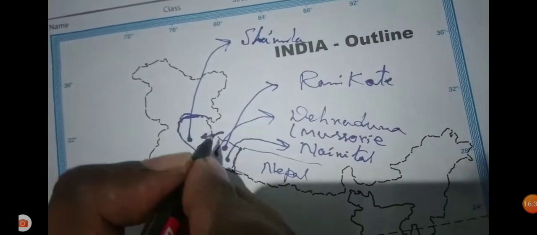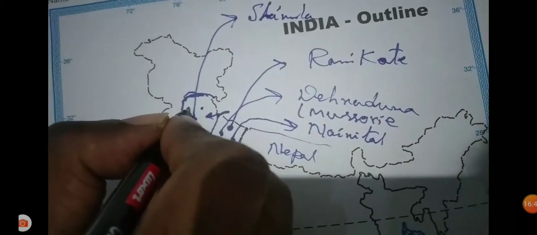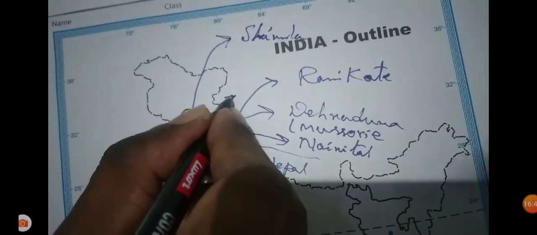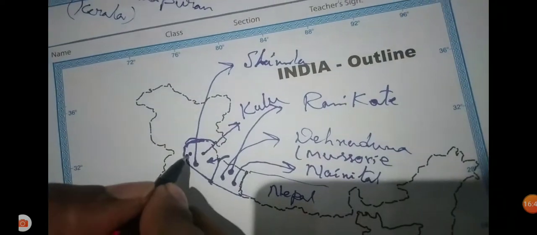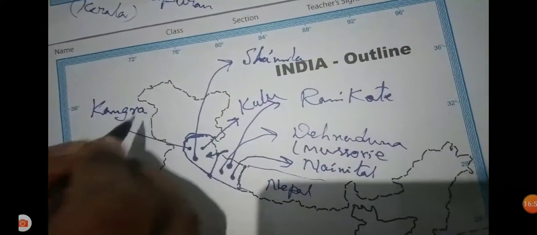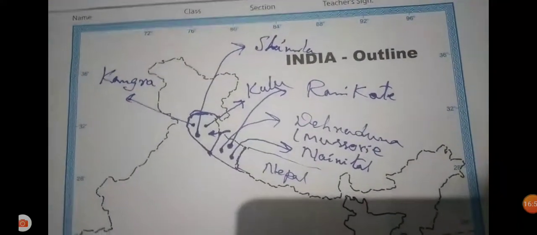Kulu and Kangra. Kulu Manali. Kulu is located here, and Kangra is located here. These are two famous valleys, Kulu Manali and Kangra. These are the important hill stations.